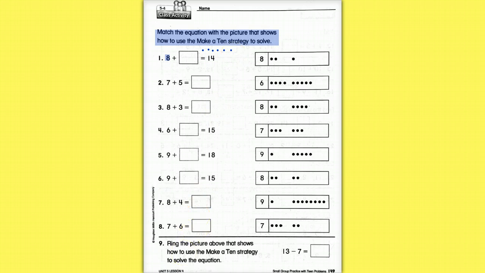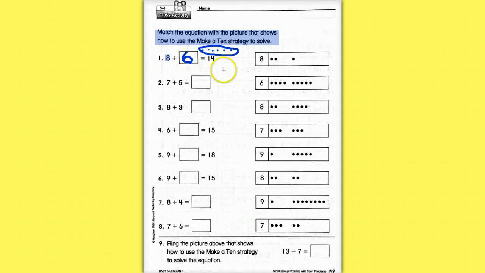And then what I'm going to do is count the dots that I just drew, and that's my missing number. So I drew 1, 2, 3, 4, 5, 6 dots. So my missing number is 6. So 8 plus 6 equals 14.